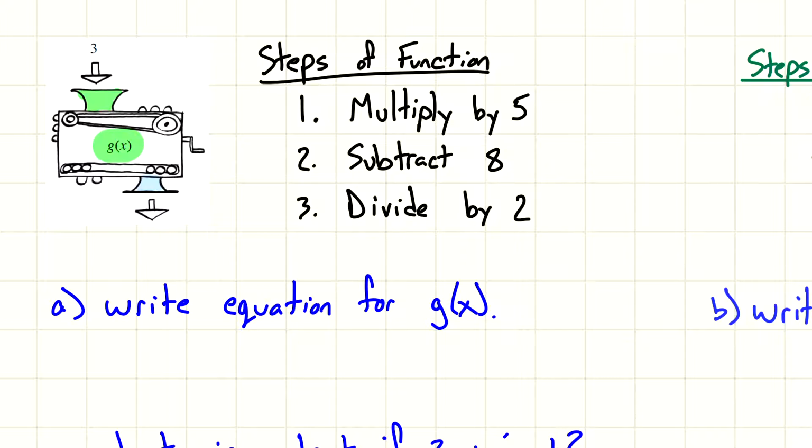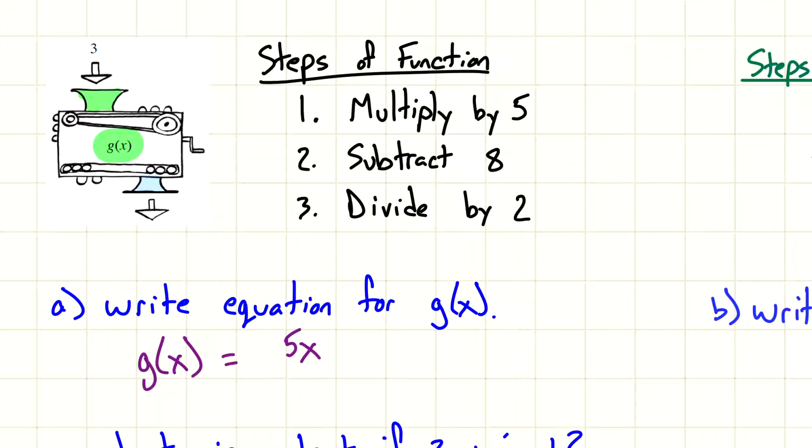the notation. So we have g of x, which represents that function machine. Now, what I'm going to start with is, since we are using x, we're going to look at the first step, and the first step says to multiply by 5. So that means whatever number I have, I'm going to multiply it by 5. So x, if I plug in an x, I'm going to multiply it by 5. So now I have a 5x.